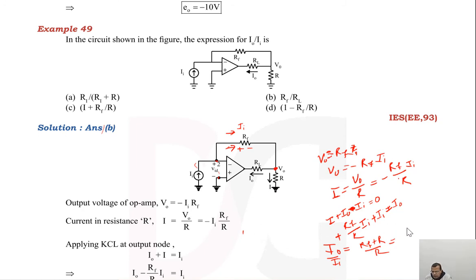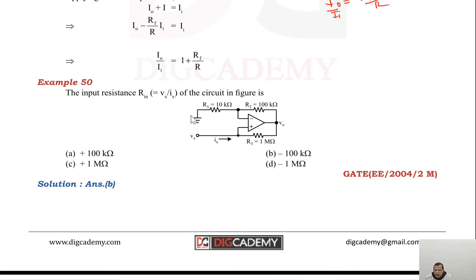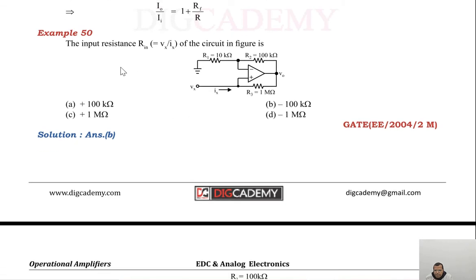So this will be equal to 1 plus RF by R. So what is the answer? The answer should be C here instead of B. So there is a correction here. Fine, so this is your answer. Now let us see the next example.